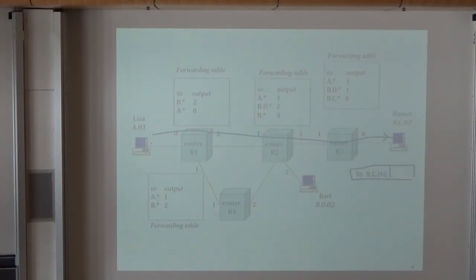In reality, you may need more information. You may need a MAC address if you use Ethernet to reach router R2, but we'll come to these details a bit later. At router R2, the packet arrives and has to match the entries in the table.